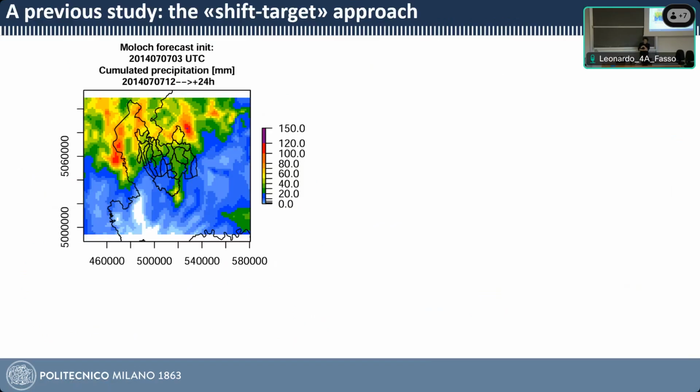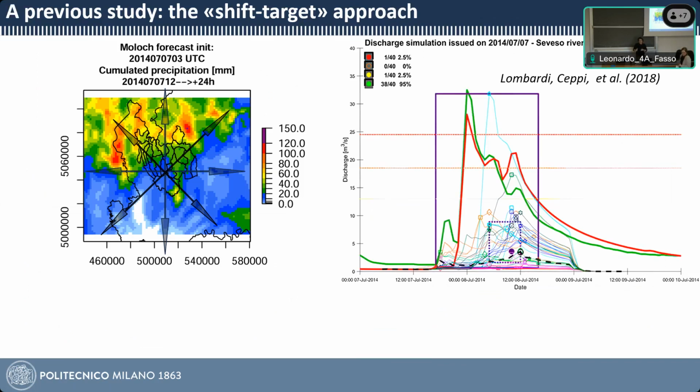So originally, what we did to quantify the uncertainty in the rainfall location to be used for flood forecasting was a study based on an idea of Dr. Alessandro Ceppi. We have the precipitation forecast and we can shift it uniformly in space according to the 8 cardinal directions and see how sensitive the discharge forecast output is to the shifting of this precipitation forecast. So we can create an ensemble, a probabilistic forecast of discharge prediction.